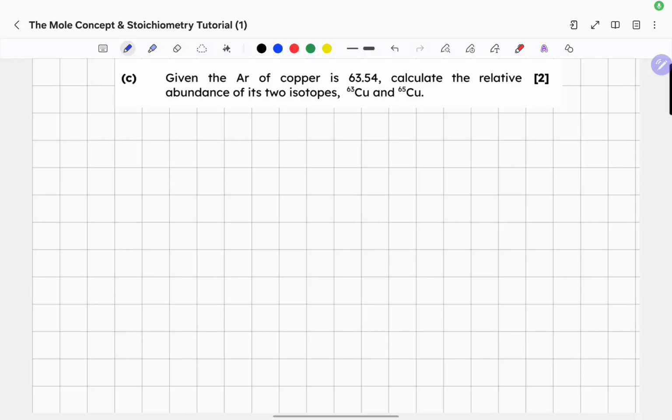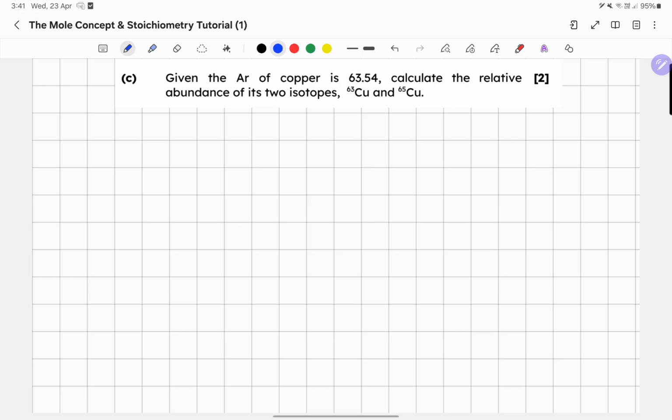So for question 2, part A and part B, you're able to know how to do those questions. But for part C, you seem to have a bit of trouble in terms of the mathematics of it. So let's go through this question. Relative atomic mass of copper is 63.54. Then you are to calculate the relative abundance of its two isotopes, one with mass number 63 and the other one with mass number 65.